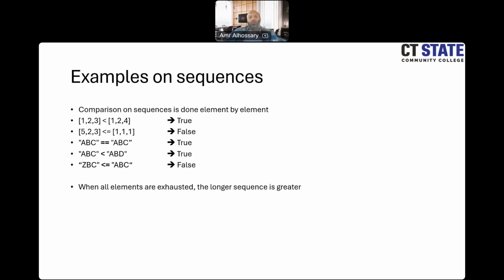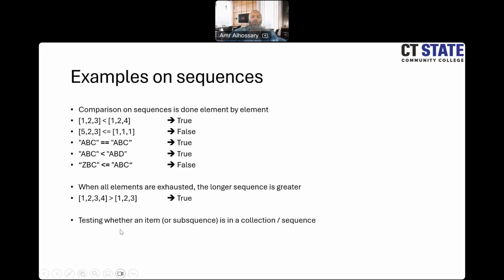And when all elements are exhausted in one of the operands, the longer sequence is greater. So we have 1, 2, 3, 4 compared to 1, 2, 3. The first 3 elements here are equal to the 3 elements here, and there is one extra element in the first operand. So the one with more elements is greater than the one which has been exhausted already. So comparing with greater than, this is true.